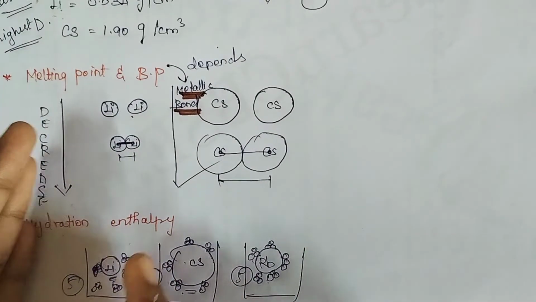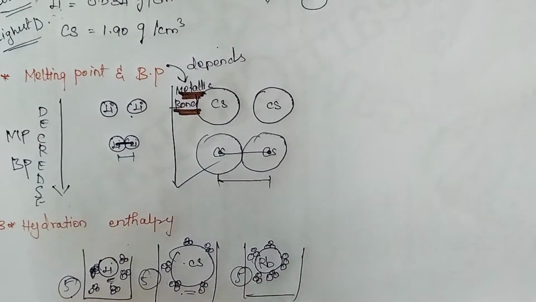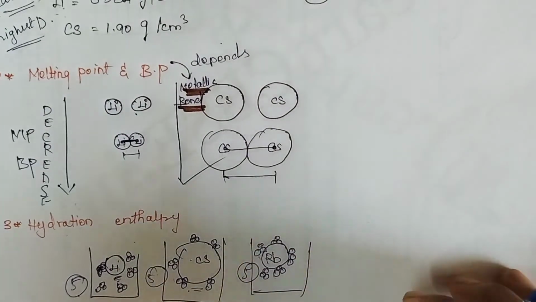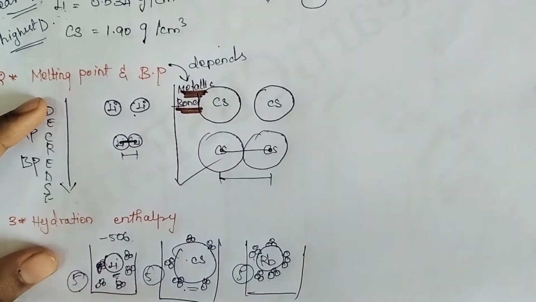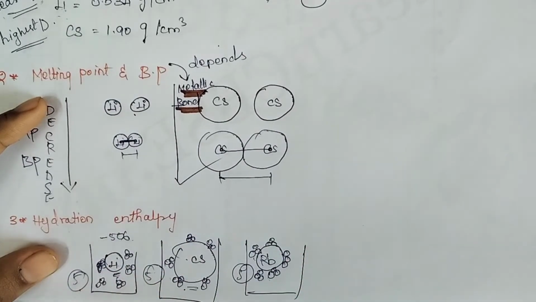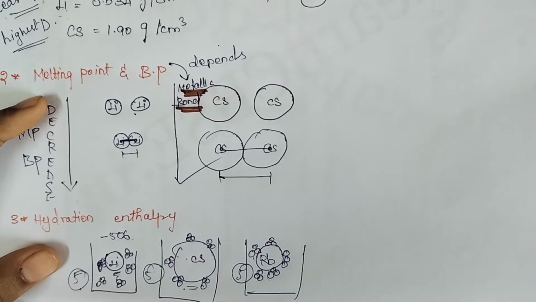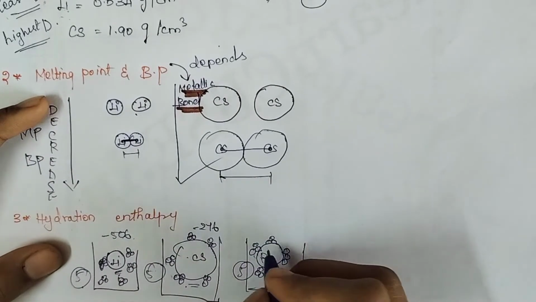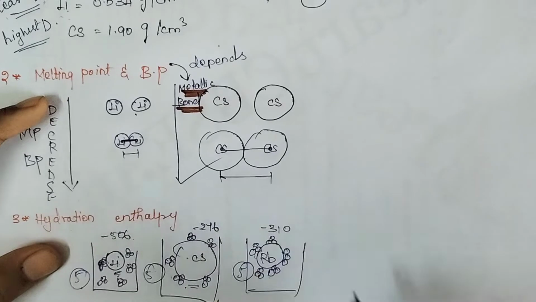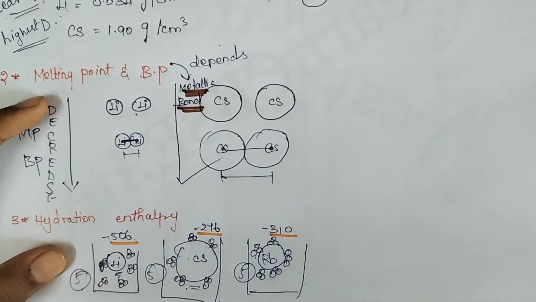As lithium has more hydration enthalpy, the value is minus 506 kJ per mole. That's the unit of enthalpy, kJ per mole. And for cesium, it is minus 276. For rubidium, it is minus 310. Okay, clear? So compare these hydration enthalpies.